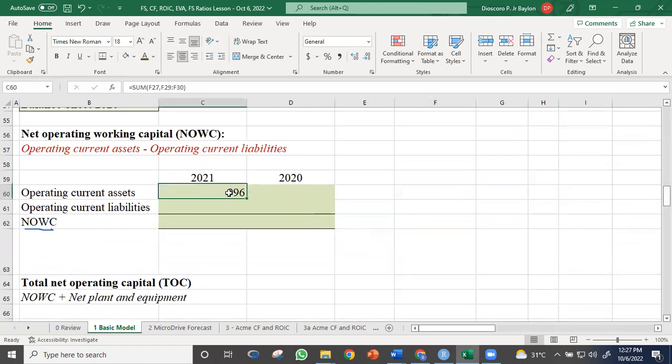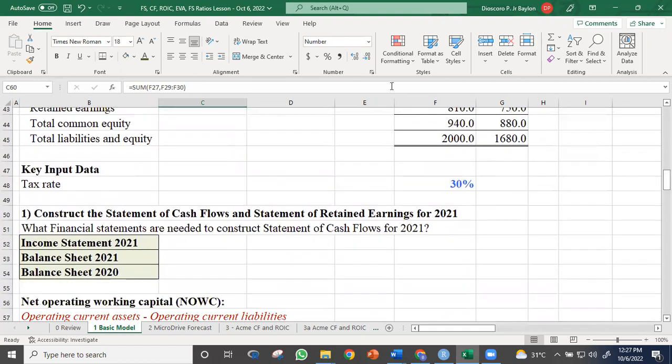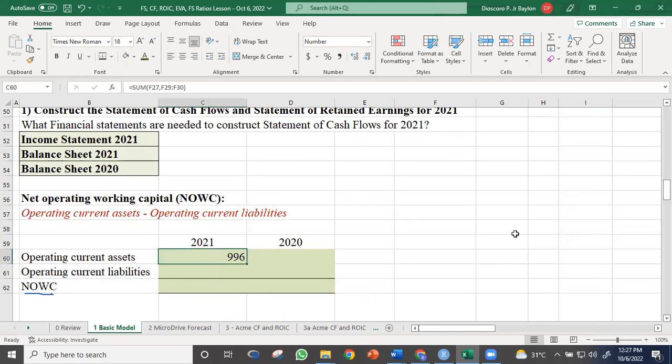Okay. So this is your... Lagyan lang natin ng 1 decimal place to be consistent with the others. So for this one, you can just copy that. 806. One decimal place. Okay, so let me flash the formula. We're adding for 2021 yung cash, receivables, and inventories because those are your operating current assets. Same thing here. Just copied it.